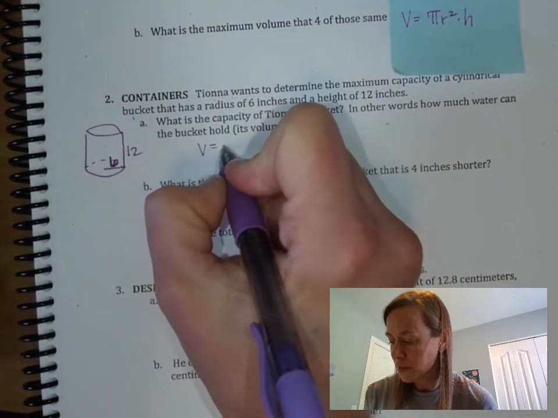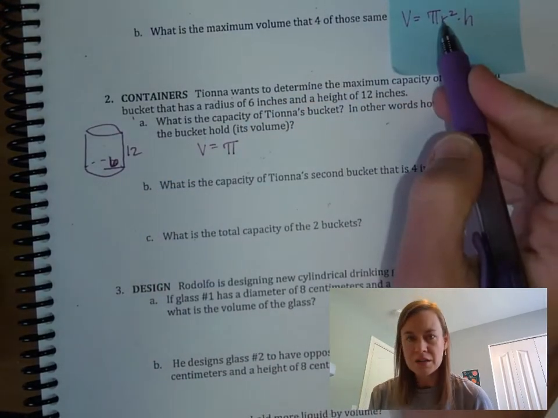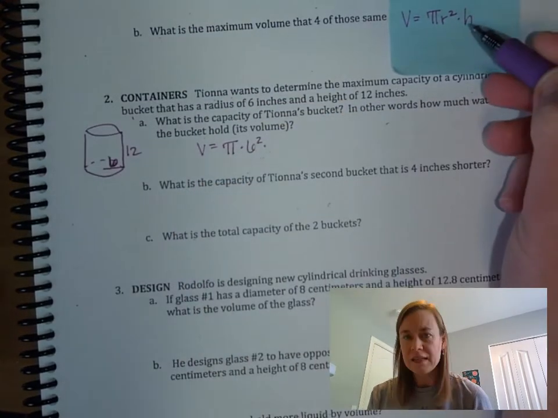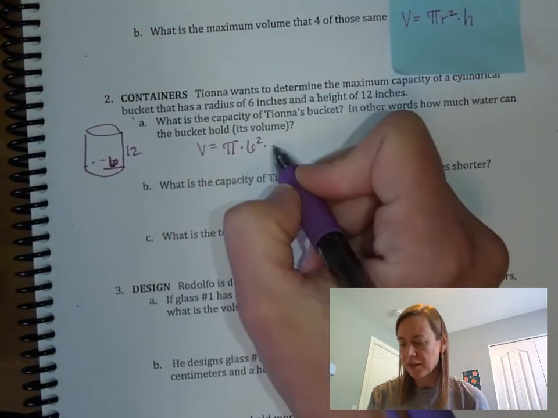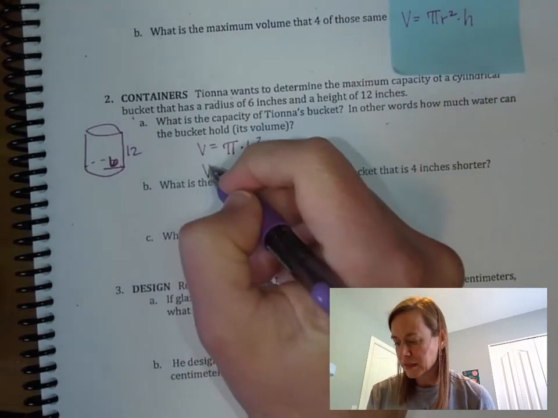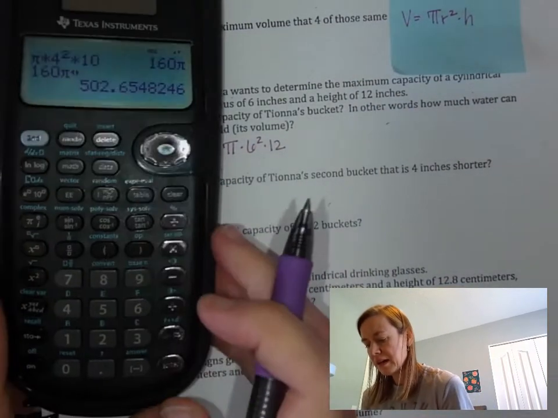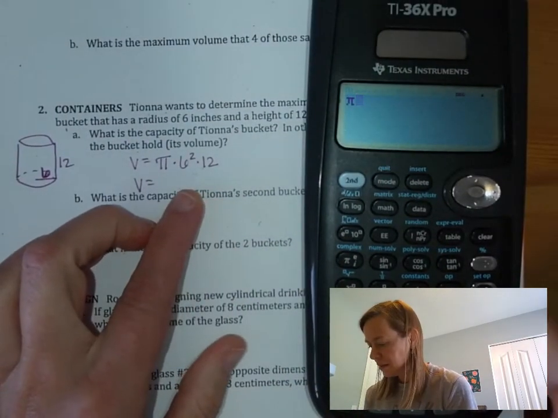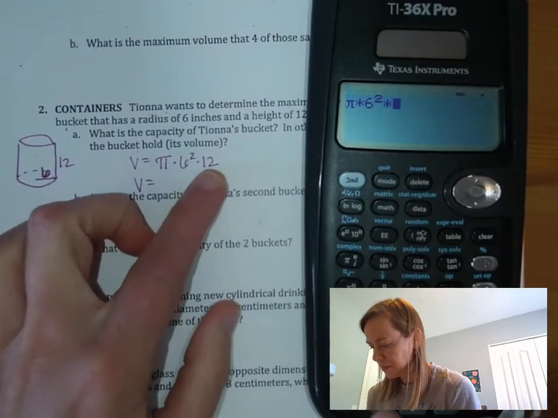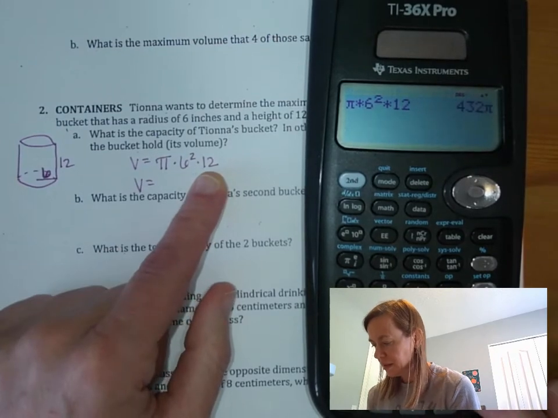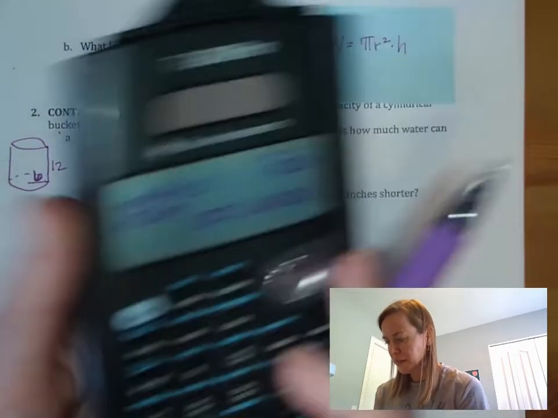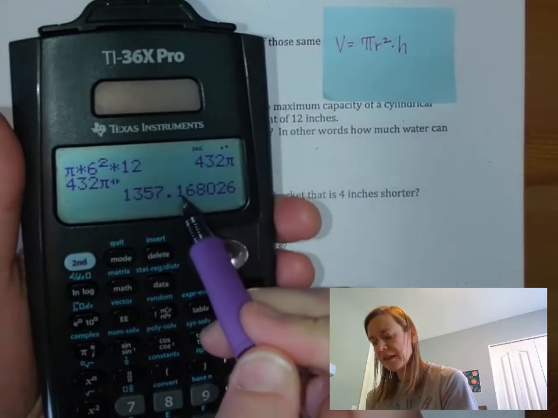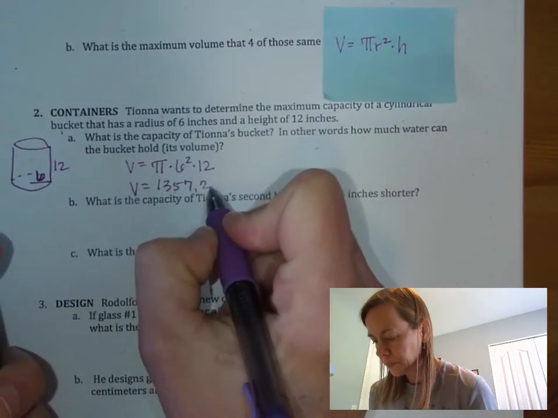So volume equals pi times r squared. Let's see, what was r? It was 6. And then times the height. What was the height? It was 12. Okay, so let's see the volume of her bucket. Pi, let me put this here. Pi times 6 squared times 12 is going to give us 1,357 point, and I'll round that up to a 2, 0.2.